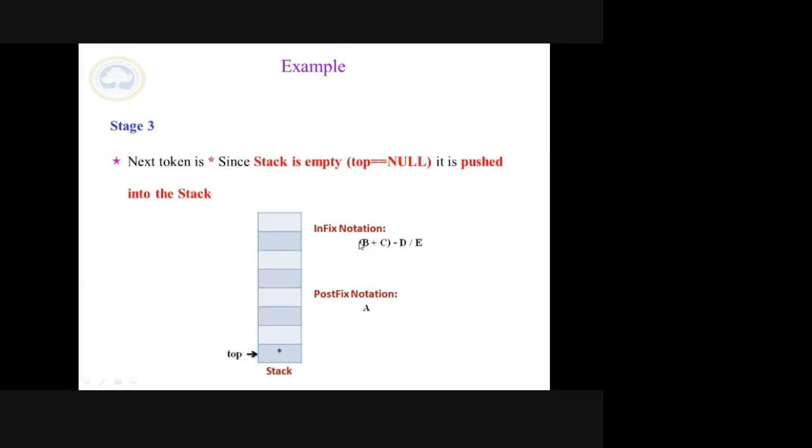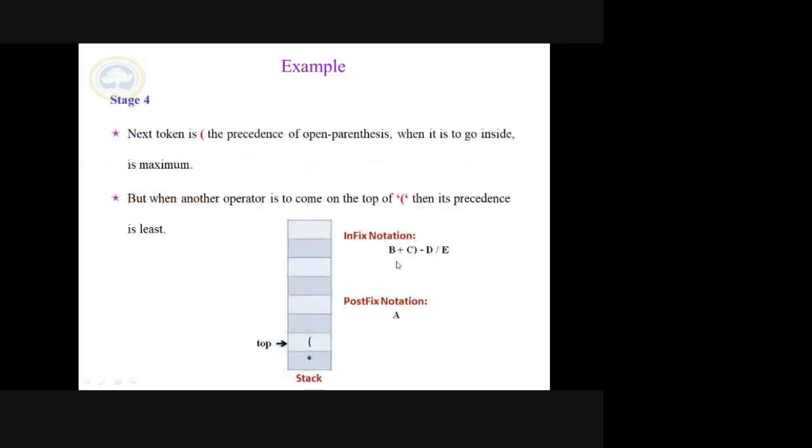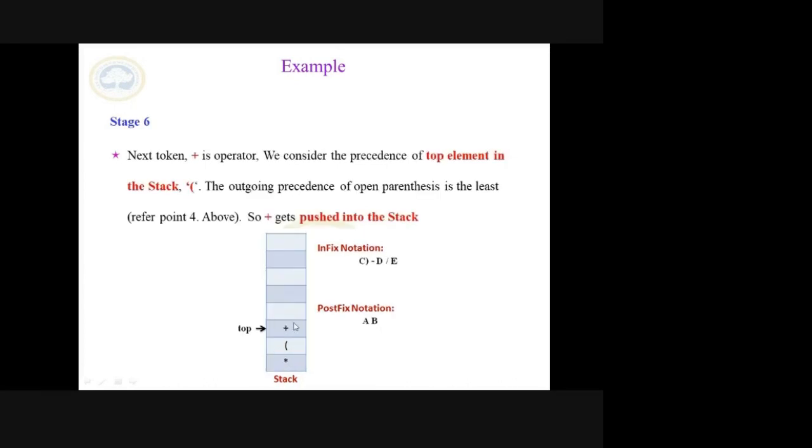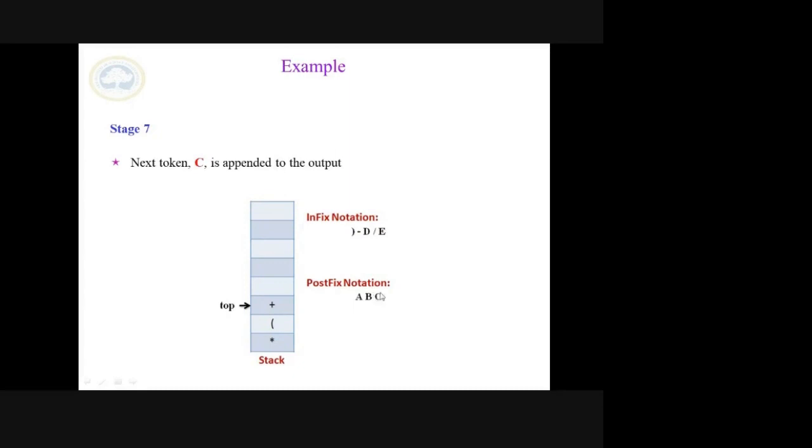Next is open parenthesis. Open parenthesis also I will push inside the stack directly. Now comes B. B is an operand, so I will put it in the output. Next comes plus. Since there is a parenthesis, there is no need of comparison; the topmost element is the open parenthesis. So I will just push the plus inside the stack. Next C comes. C I will put in the output.